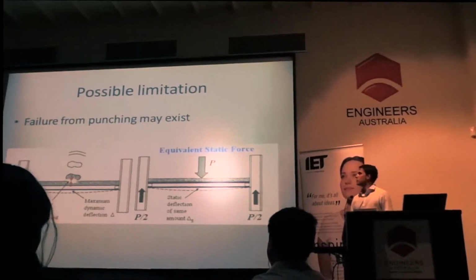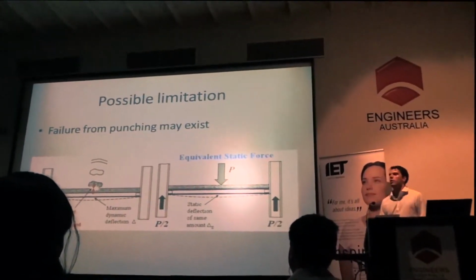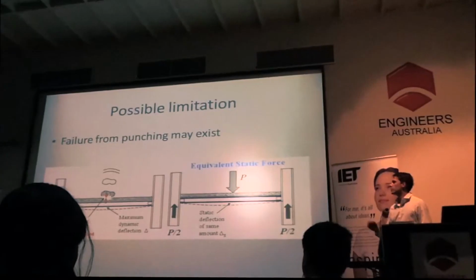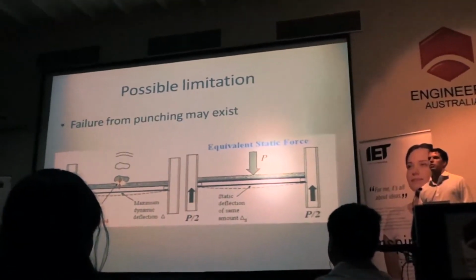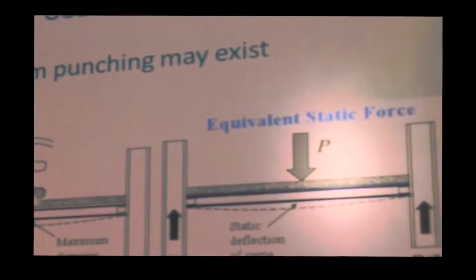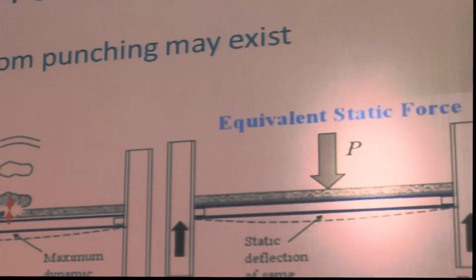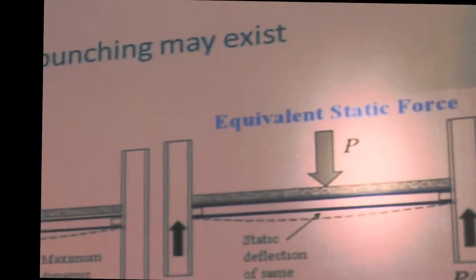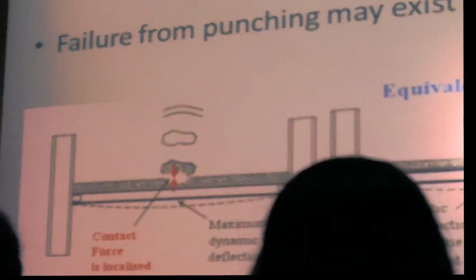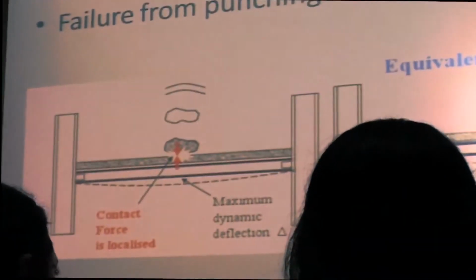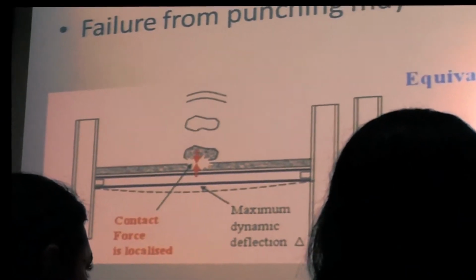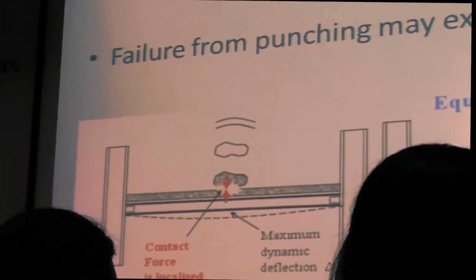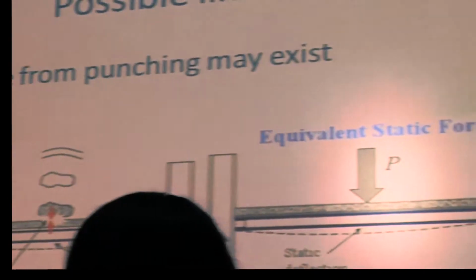Finally, there's a limitation to this method in that punching failure could also exist. So the failure mechanism that I've covered is one of deflection, which can be done theoretically. Punching, you would need to really focus or do experimentally. It's much more complicated from the mechanics side of things. And that's everything. Thank you very much. Any questions?